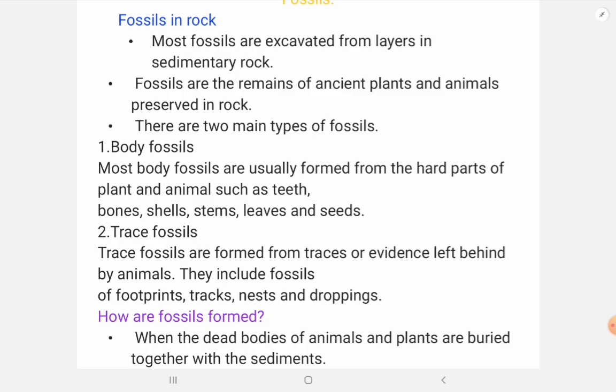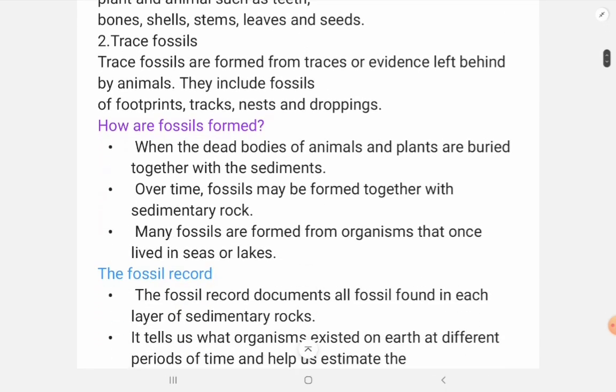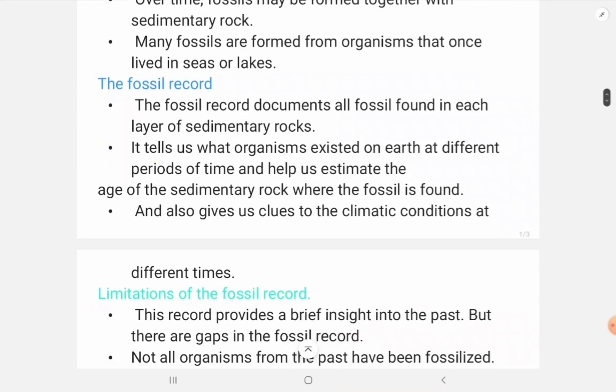Next, number 2, trace fossils. Trace fossils are formed from traces or evidence left behind by animals. They can include fossils of footprints, tracks, nests and droppings. How are fossils formed? When the dead bodies of animals and plants are buried together with the sediments. Over time, fossils may be found together with sedimentary rock. Many fossils are formed from organisms that once lived in a sea or lake.